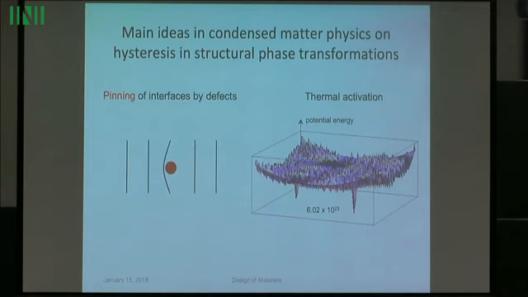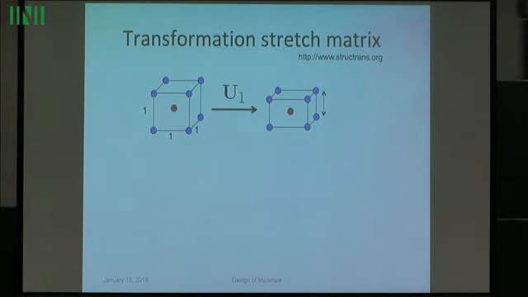The origins of hysteresis and reversibility that I'll speak about are completely unrelated to these basic textbook ideas. So that's a third idea, and it's the main subject of my lecture. Okay, to explain that idea, I need to introduce some basic things. The first is that when we have this phase transformation, there's a transformation stretch matrix. It's the linear transformation which takes the austenite phase to one of the variants of the Martensite phase. Of course, for the other variants, there would be similar matrices.